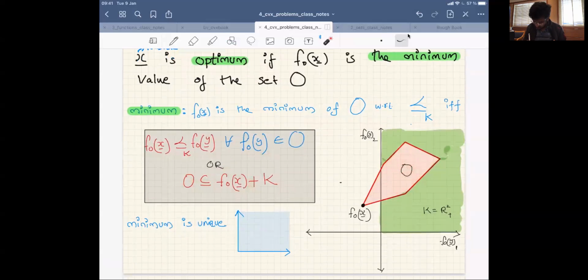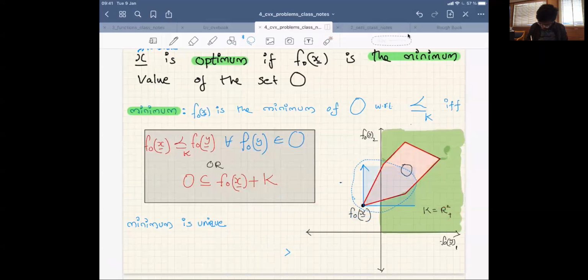Let's consider this proper cone here. It is R2 plus. That's a cone, right? So R2 plus is our cone. What is the minimum of this set? It will be this point. Why? Because if you take any vector here, that will be greater than f0(x) with respect to R2 plus.